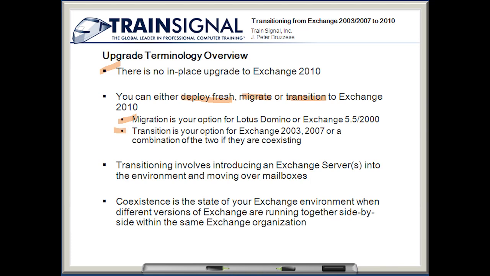A transition is something you're capable of doing from Exchange 2003 or 2007 over to 2010, and it carries with it not only the mailboxes, but also your configuration information. Now you might wonder, what's the difference really between a migration or a transition to Exchange 2010? Ultimately, you're on Exchange 2010 at the end. But when you think about all of the work that you've put into your messaging environment, it's important to carry some of that forward into the next version of your messaging infrastructure. So whether it's Lotus Domino moving to Exchange 2010 or a legacy version of Exchange, you want to do the best that you can in pulling all of that forward.